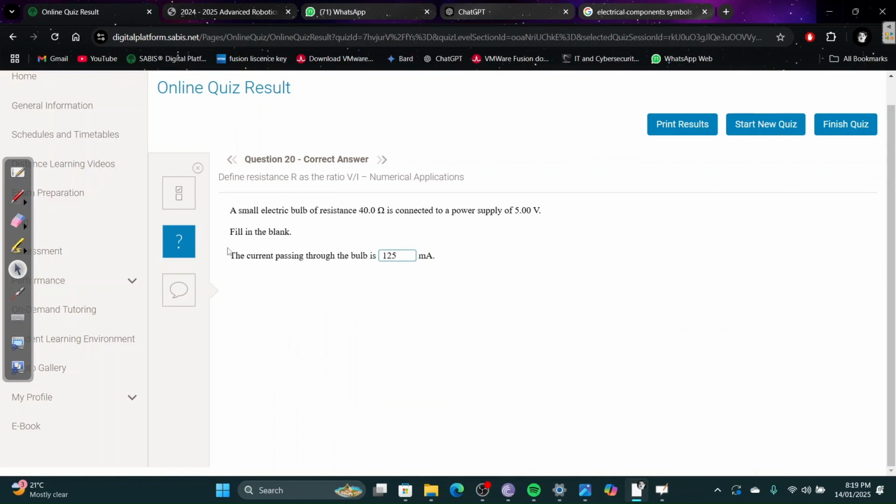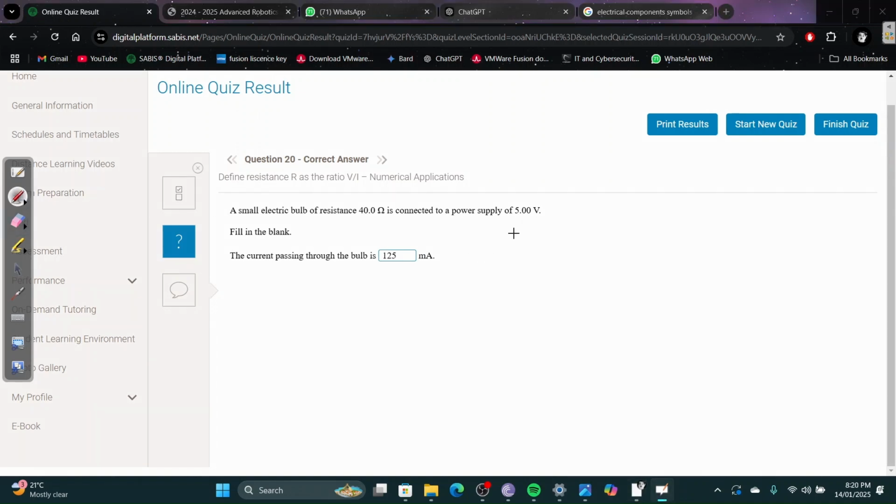Question 20. The current. This is gonna be really easy. Just divide 40 by 5, or sorry, this is not the way you do it. 40 divided by 5 will give you 8. So how did they get 12.5? Oh, wait. So this is going to be 5 over 40, not 40 over 5. 5 divided by 40 is 1 over 8, which is 0.125.